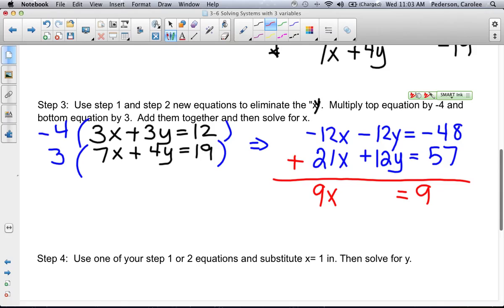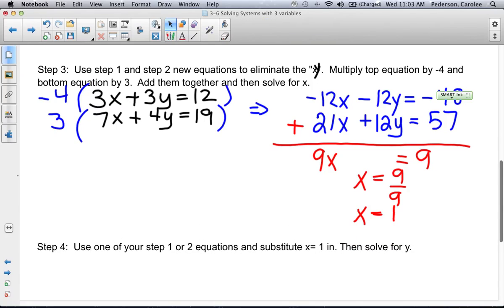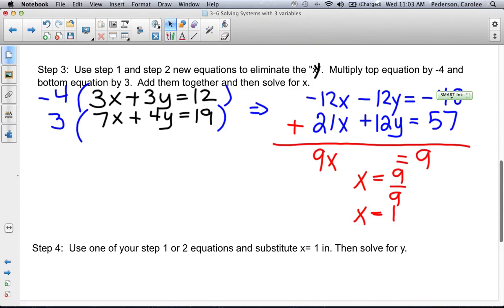Now we're down to one variable, x, that we can solve for. So what we do next is divide both sides by 9. So we have 9 divided by 9, so x equals 1. We've now found our first variable, x equals 1.